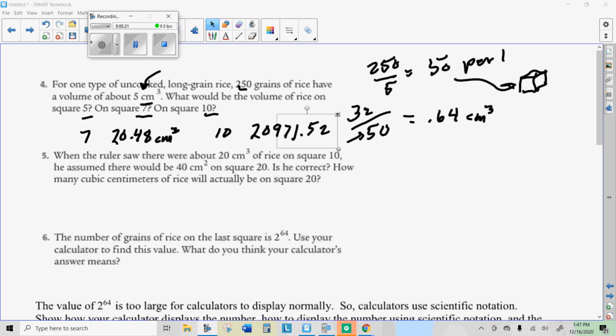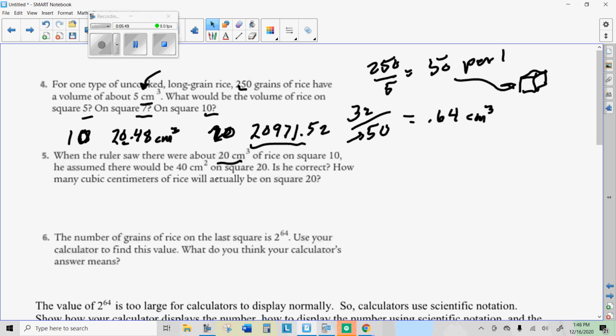All right, so here's what I got for that. And these are in cubic centimeters. So quite a few cubic centimeters of rice on square 10. So when the ruler saw there was about 20 cubic centimeters of rice on square 10, oops, sorry about that. This should have been square 10. This is actually square 20. So we're going to need that for this next.